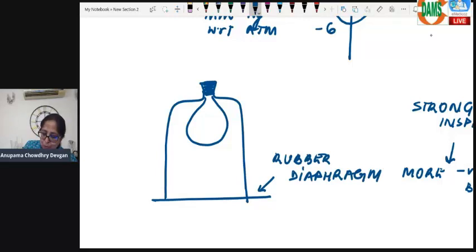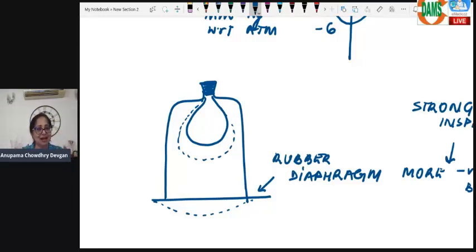Right? Now, if I pull this rubber diaphragm, what is happening to the volume here? Volume of the bell jar is increasing, pressure is reducing. So what will happen to the balloon? The balloon automatically increases in volume. Something like this is happening.